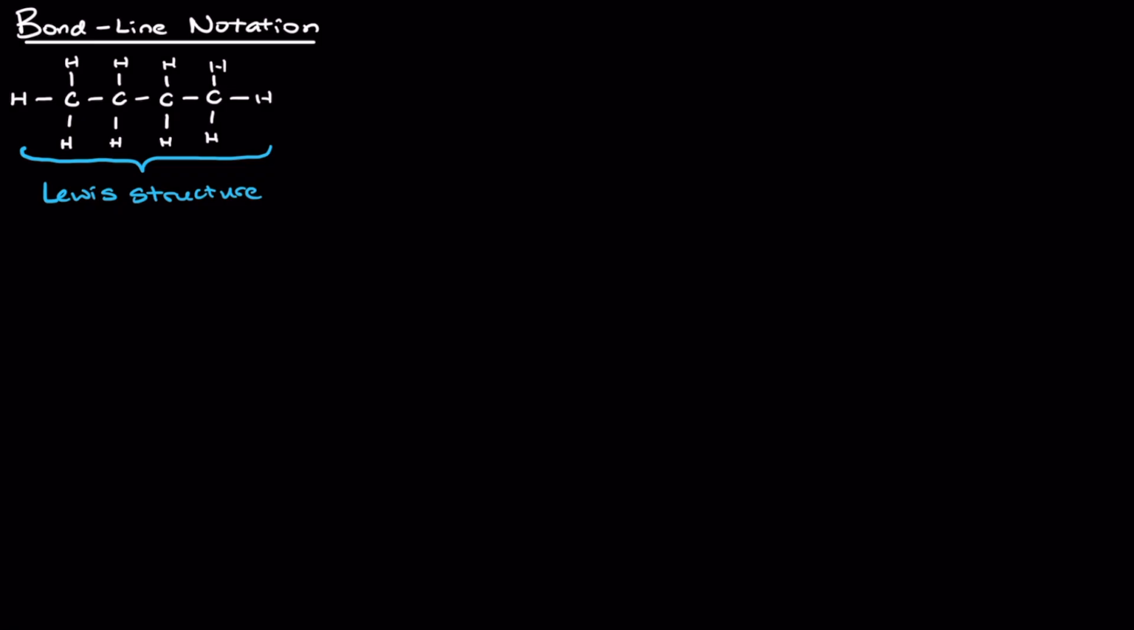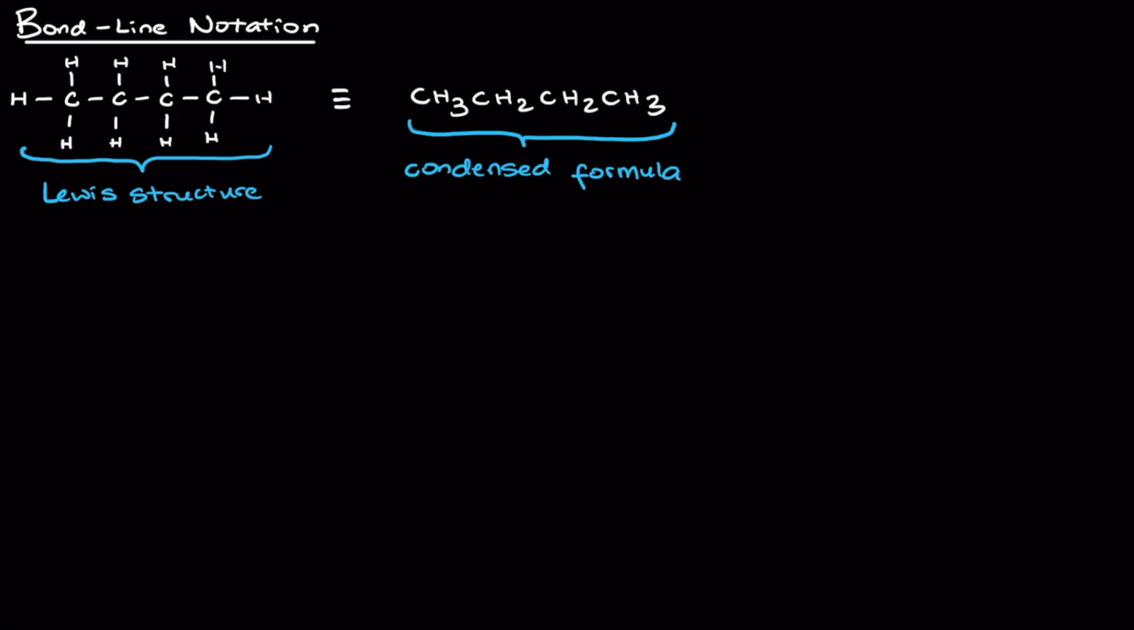In the current form, this particular molecule is represented as a Lewis structure. And it can also be condensed into its condensed formula. So notice here once again that there are no explicit bonds shown, but you can still tell the connectivity of the four carbon atoms and the hydrogens where they're connected to.